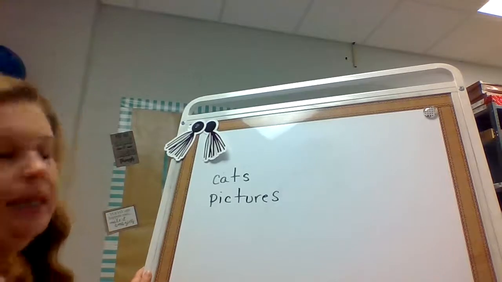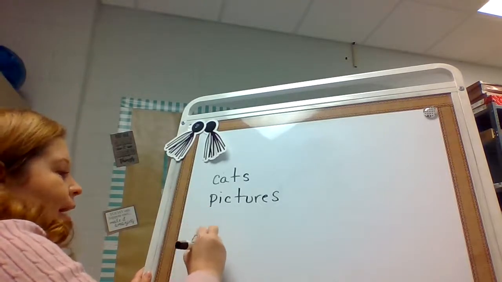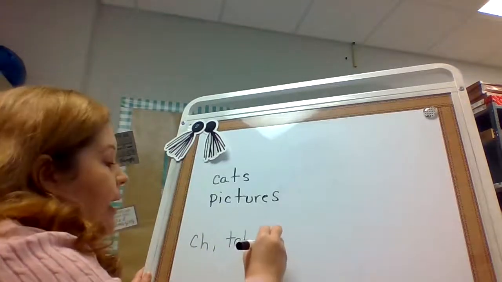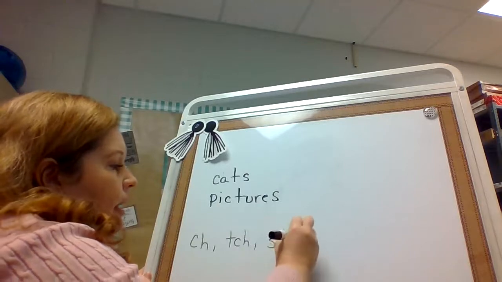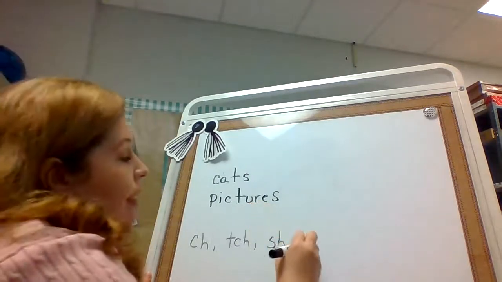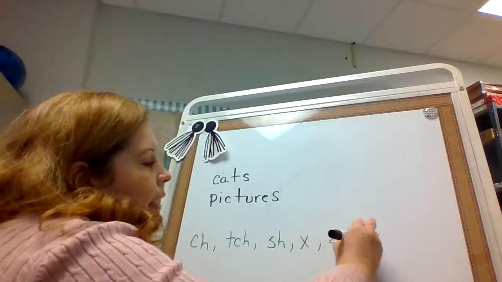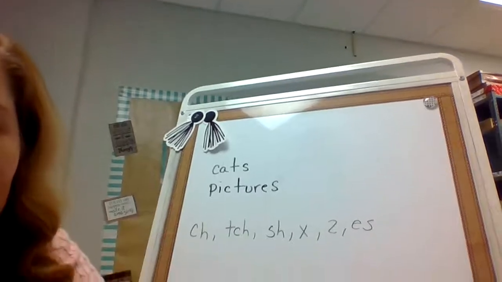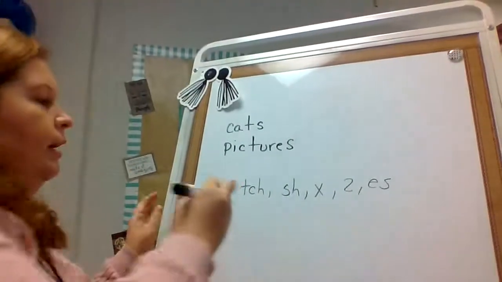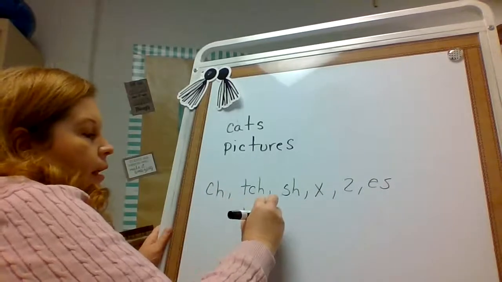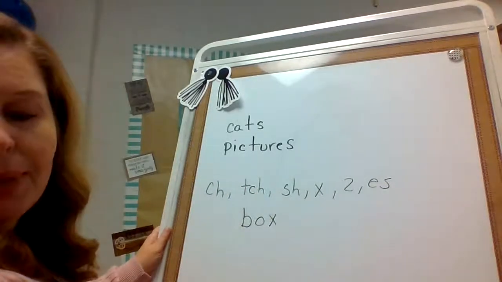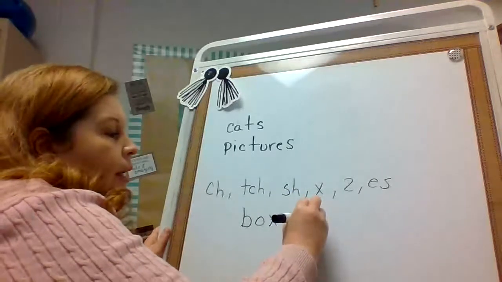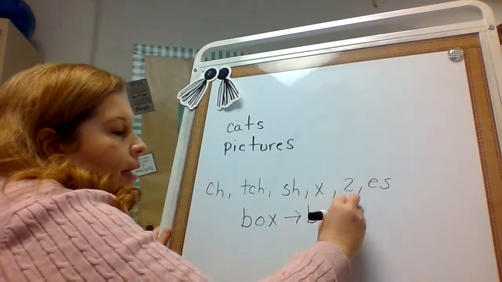Now, some words, if they end in a CH, TCH, SH, an X, a Z, an ES, okay, these words are going to be special. Okay, so I can't just add an S to these words. This would be like if I have the word box and I want to make it boxes. Okay. So that is going to be changed by adding an ES.